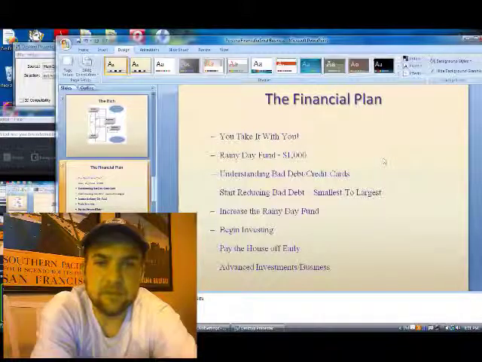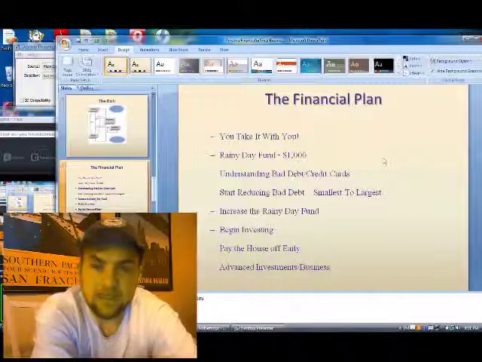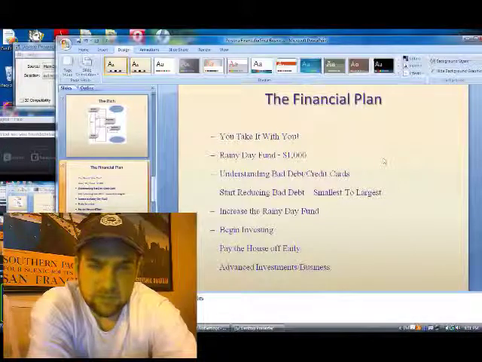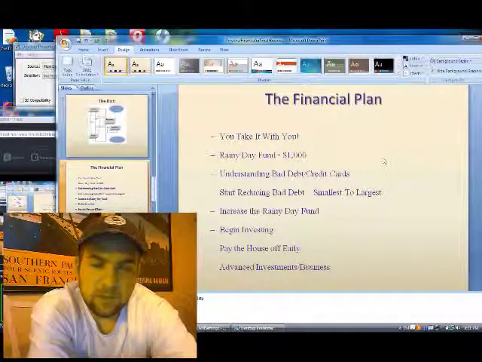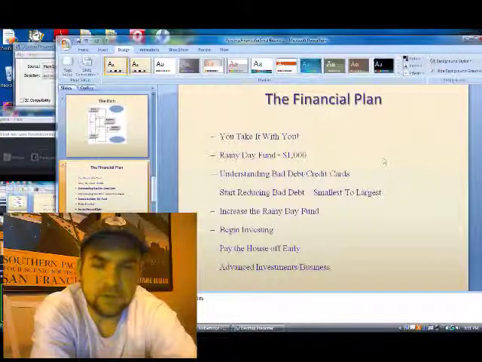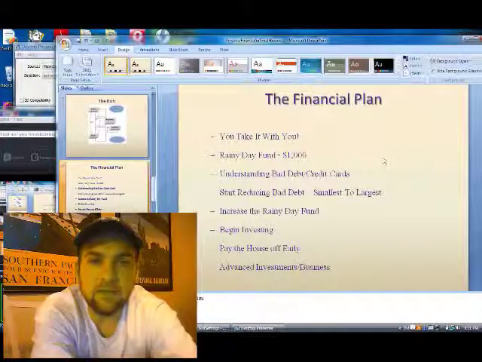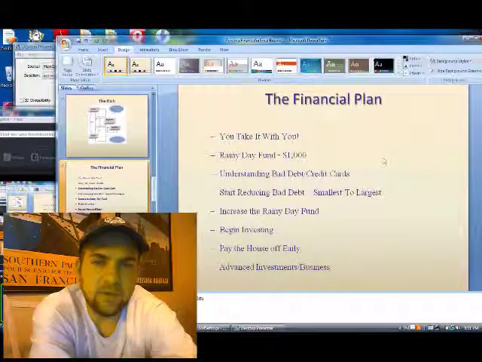So here's the basic financial plan. That's really at the core of what we're talking about tonight. Basic financial plan, and as it relates to business, the bottom line is you take it with you. So if you start a business and you can't control your personal finances, you're going to take that right into business. So I think you have to have it under control on the personal side before you start a business.